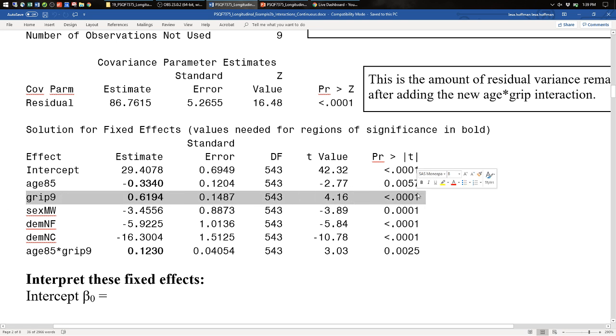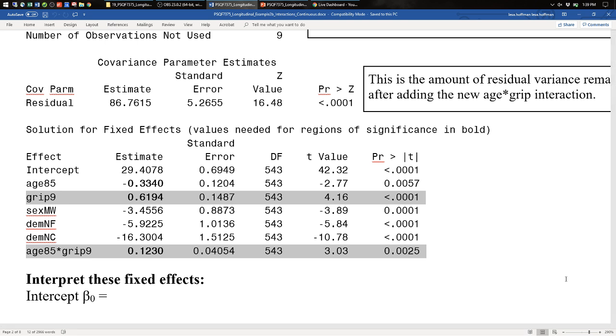Now what if the story is about physical capability and how that depends on how old you are? So this is the effect of grip strength, holding constant sex and dementia group, and holding constant age at 85. So for every pound you can squeeze on this device, your cognition is predicted to be 0.6 higher. That's if you're 85. What is this slope? What does the interaction do to the slope in older people? What's the pattern? This is a more positive. So the effect of grip strength becomes more positive by 0.12 per year of age.